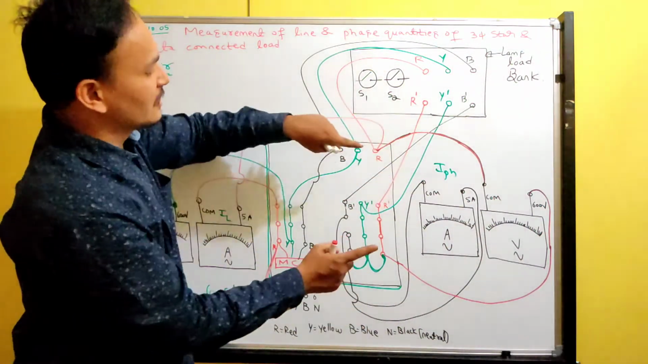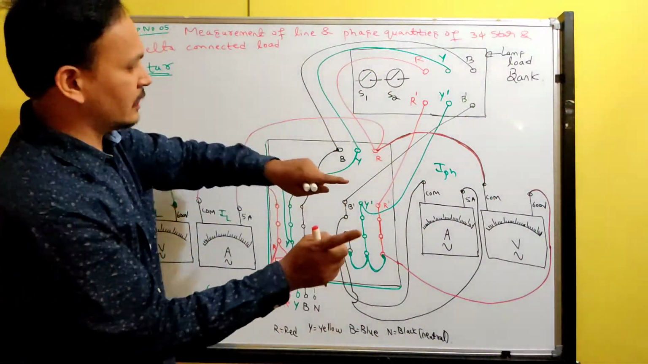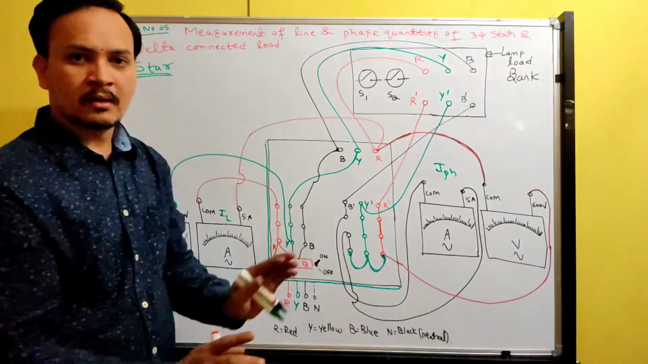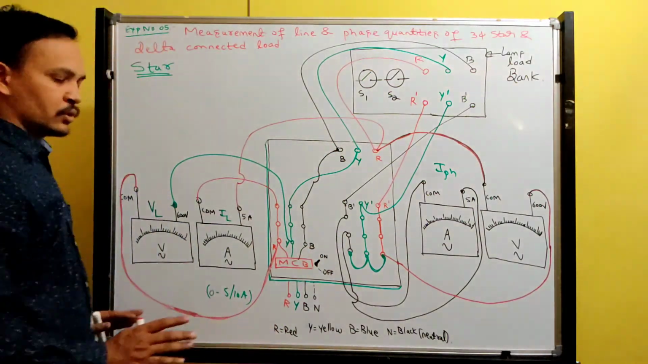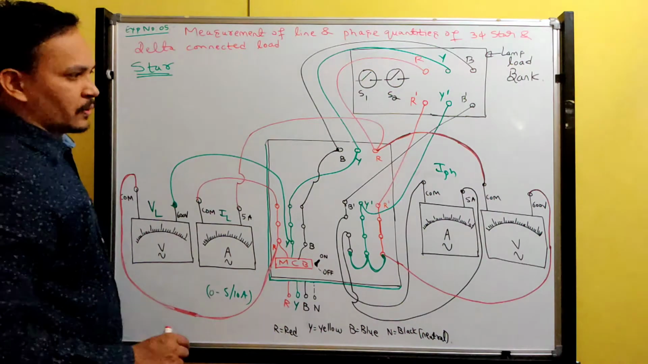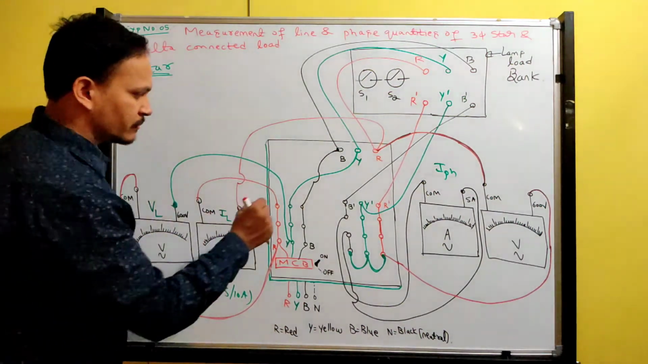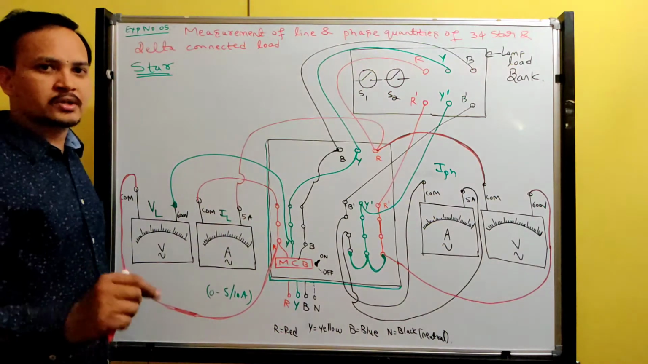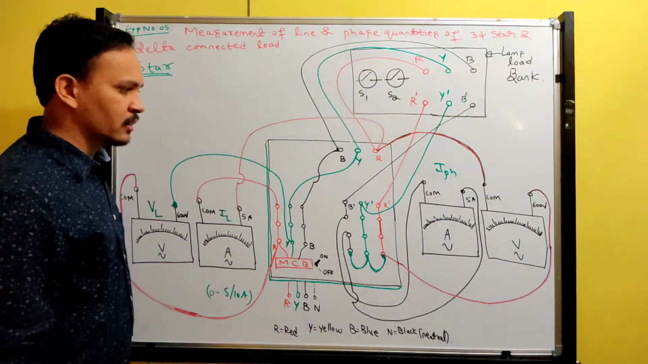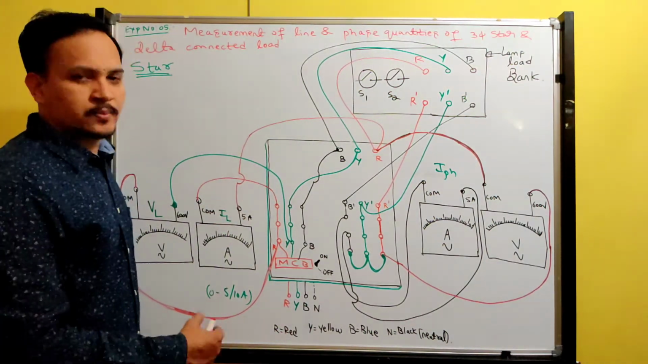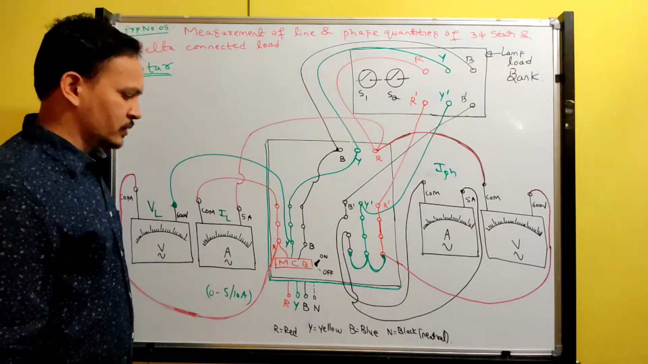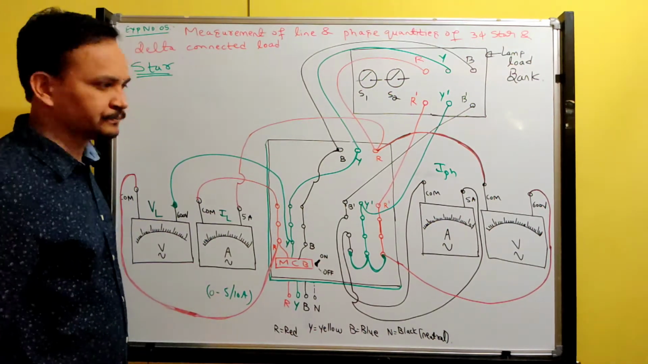You can also connect Y and Y dash. You can also connect B and B dash. Understood, guys? Understood now how to do the connections? Pause the video and then copy down. Each bit wire by wire, you pause it and watch it. So next I will explain delta connection. So pause the video and then copy down.